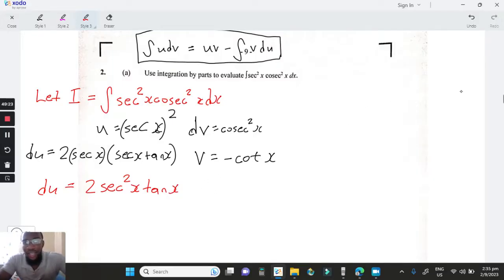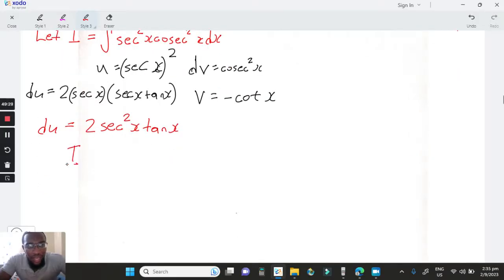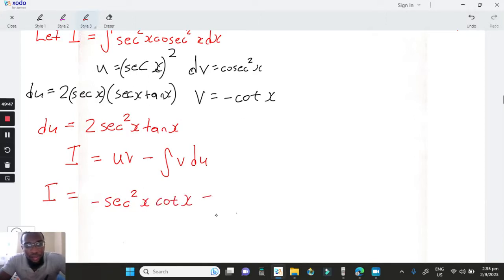Alright, when I simplify. Now using the integration by parts formula, remember it's uv. So now we have I is equal to uv minus the integral of v du. In this case it is now sec square x times negative cot x. So I just put the negative at the front, minus the integral of v du.